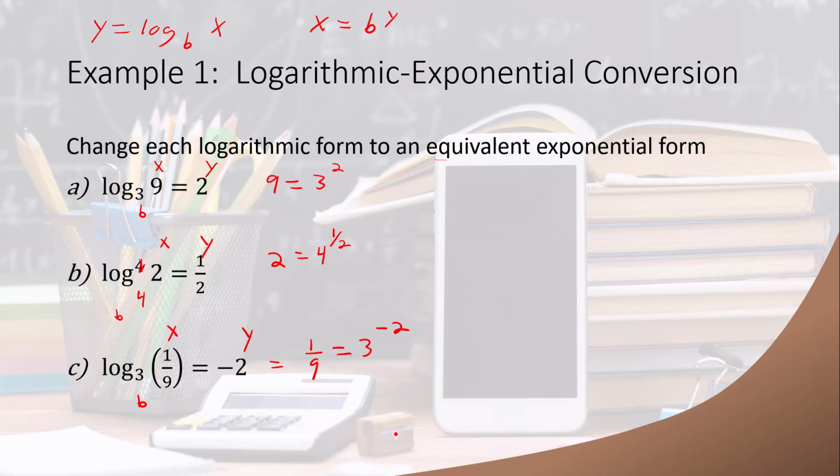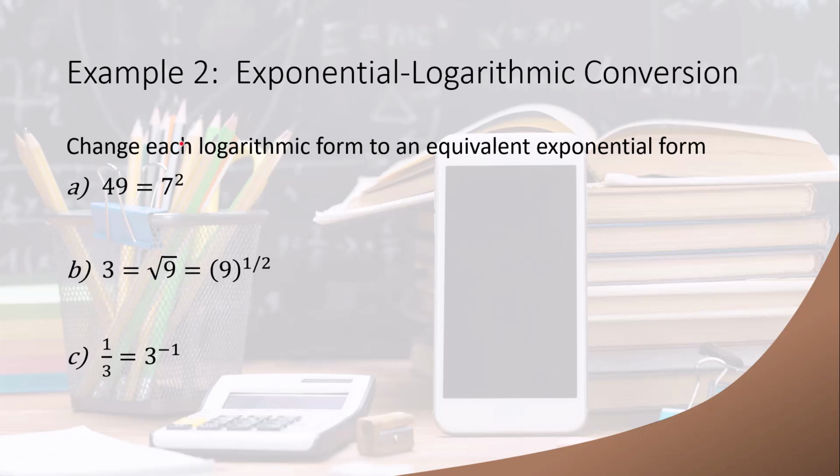Okay, the next example is the same thing, but going in the other direction. Once again, we are going to be using the fact that y equals log base b of x is equivalent to the equation x equals b to the y power. Here we have the exponential form. We want to write down the logarithmic form. So here we have x, we have b, we have y. So here we have 2 equals the log base 7 of 49.